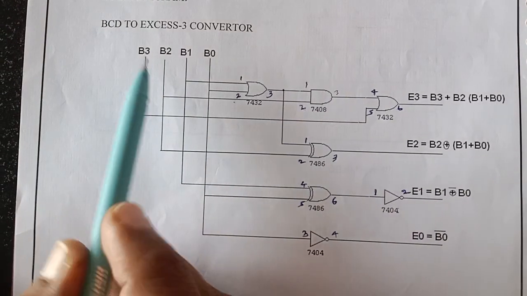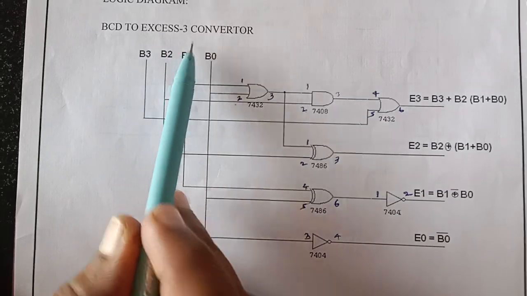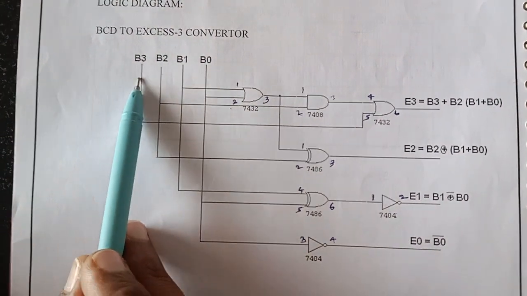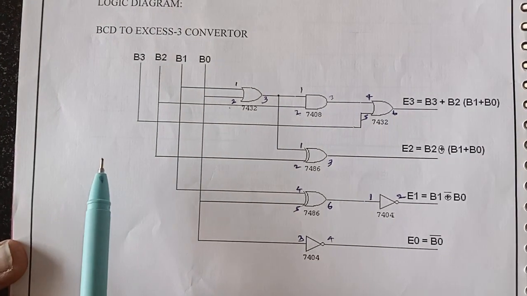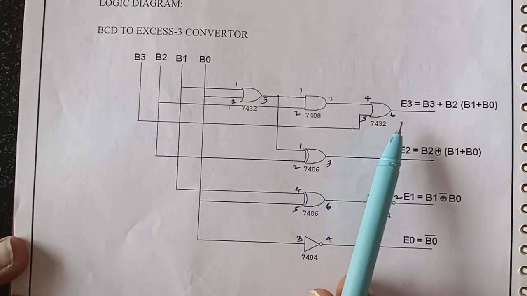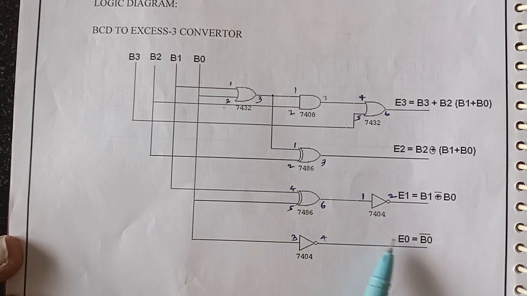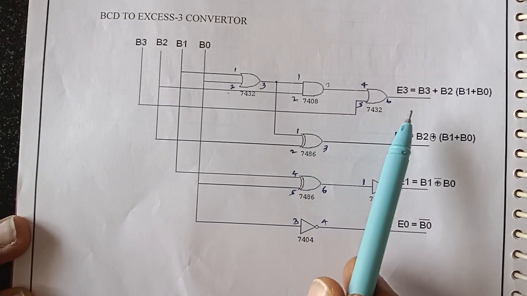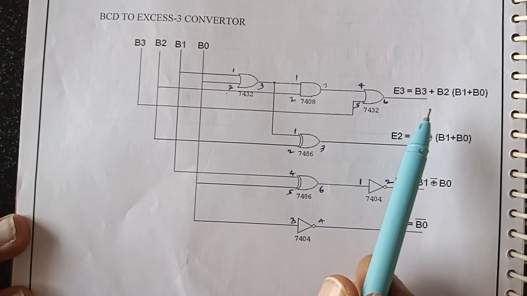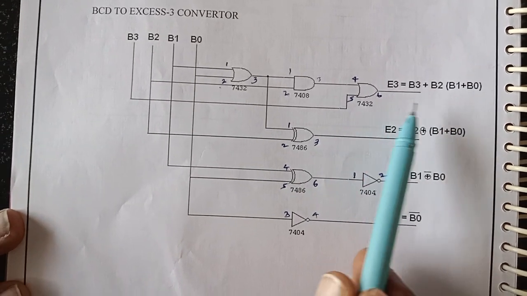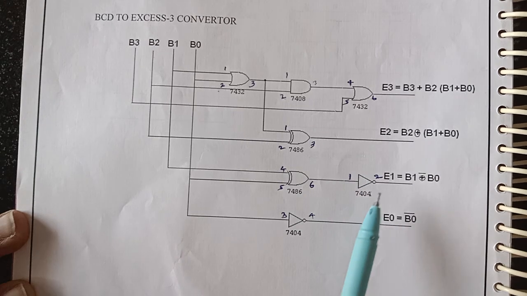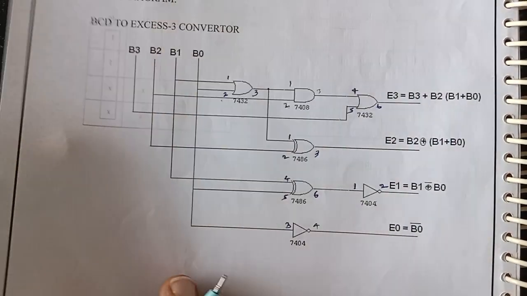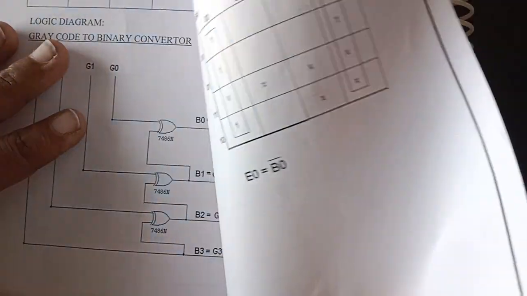This is the logic diagram for the BCD to excess-3 converter. Here we have the 4 inputs B0, B1, B2, B3, and we want to get the 4 outputs E3, E2, E1, E0. For calculation purposes, we use the K-map to find the expressions for the outputs E3, E2, E1, E0. So this is the logic diagram, based on the given inputs.